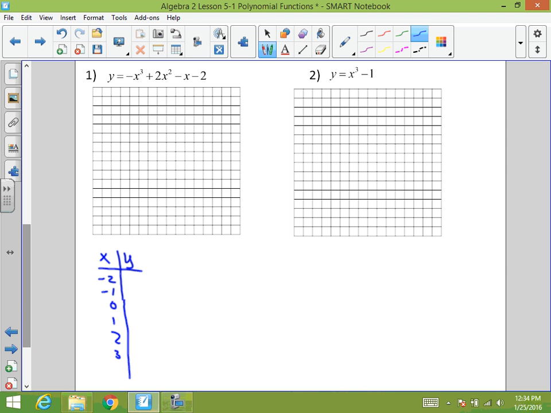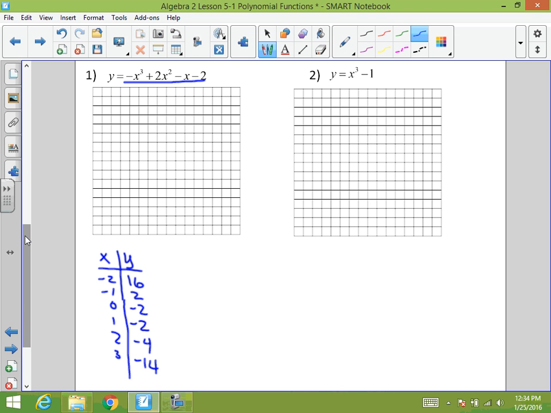So if I just plug the numbers into my calculator, basically all you're doing is plugging negative 2 into this function right here and getting the answer. So if I plug in negative 2 for x, I get 16 for y. If I plug in negative 1 for x, I get 2 for y. If I plug in 0 for x, I get negative 2 for y. If I plug in positive 1, I get negative 2 again. If I plug in 2, I get negative 4. And if I plug in 3, I get negative 14. Now, I probably can't fit all of those points on my graph, but I can fit at least a few.